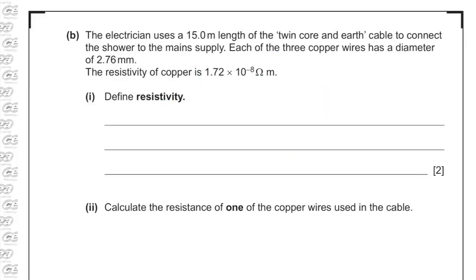The electrician uses a 15-meter length of the twin core and earth cable to connect the shower to the main supply. Each of the 3 copper wires has a diameter of 2.76 millimeters. The resistivity of copper is 1.72 times 10 to the minus 8 ohm meters. Define resistivity. Okay, so this is again straight from your notes.